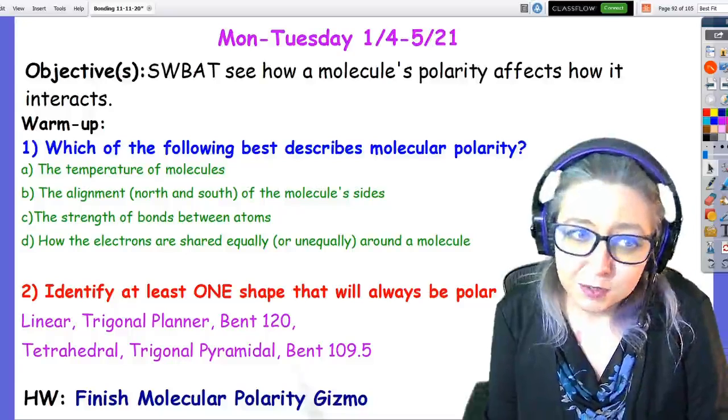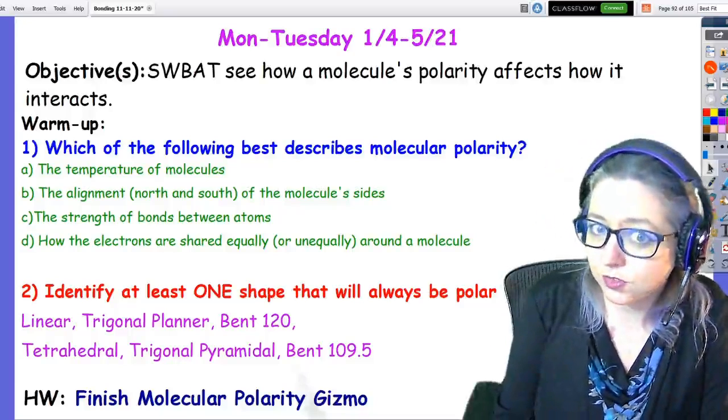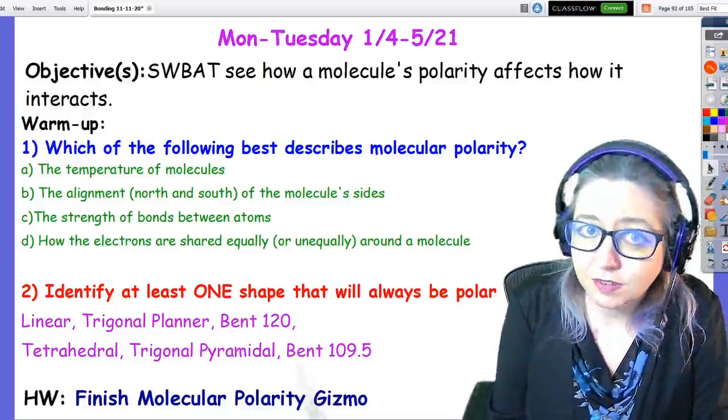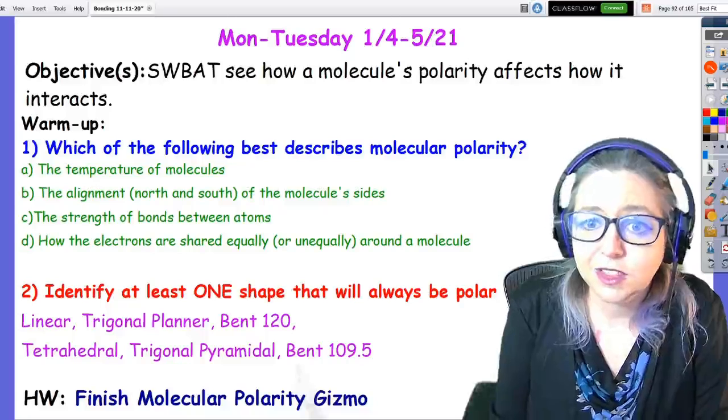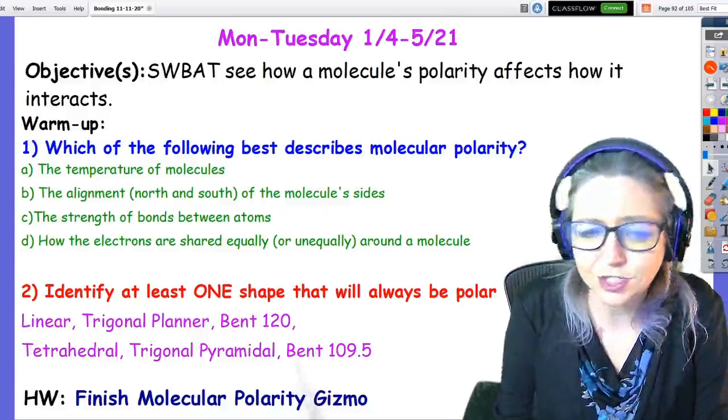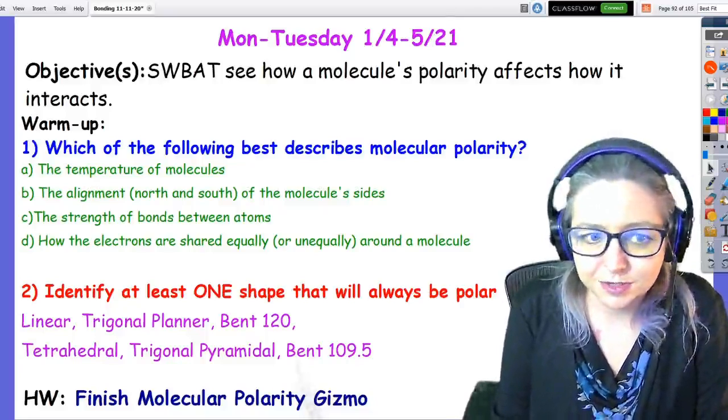So the first option was the temperature of molecules. That is not correct. We've not been working with temperature at all. I threw that in there because you might think, North Pole, South Pole are really cold, so maybe this has to do with temperature. Nothing to do with temperature.